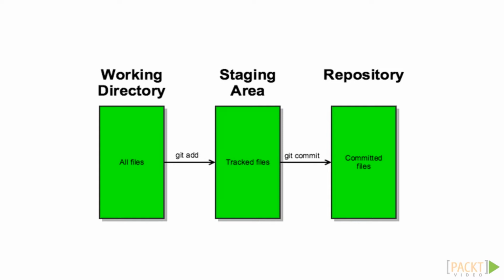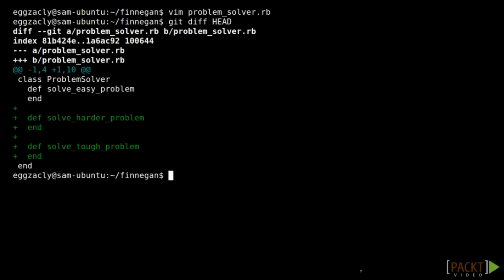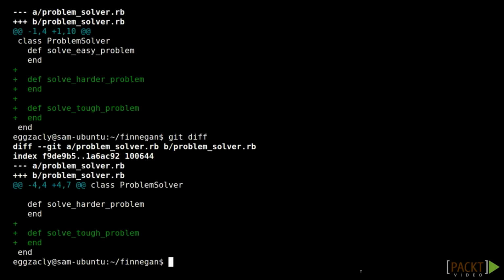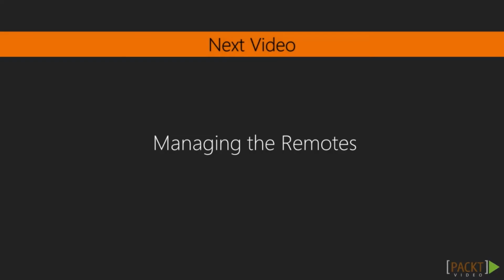Adding head as an argument asks for the difference between the working directory and the tip of the current branch of the repository. If we want to see just the second method stub that wasn't added to the staging area, we can do that by not using any arguments for the git diff command. Now we see every difference between the working directory and the staging area, which is just the second method stub that Zach added since his first commit. In our next video, Zach will push his changes up to GitHub in our video on managing remotes.